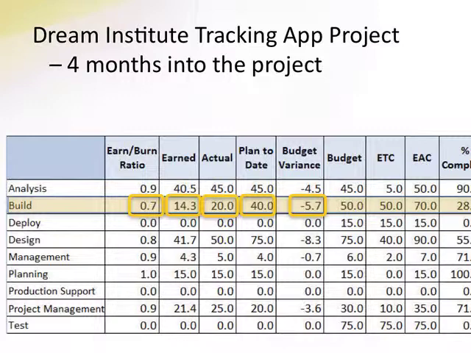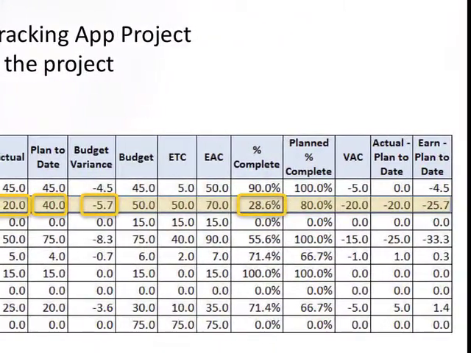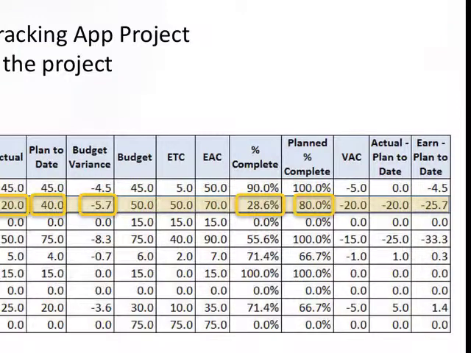The negative budget variance also indicates that they're not accomplishing as much as they had expected. If we look at the percent complete and the planned percent complete, we see quite a disparity. They are way behind where they had planned to be by this point in the project. Actuals minus plan to date indicate that in terms of participation, they are 20 days behind where they had planned to be. Earn minus plan to date indicates that in terms of scheduled work completion, they are almost 26 days behind where they had planned to be.